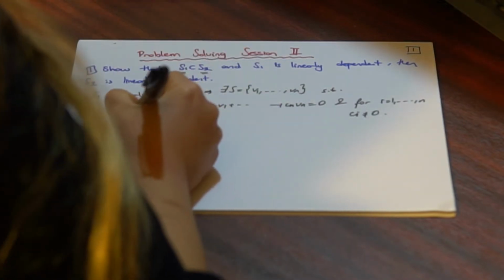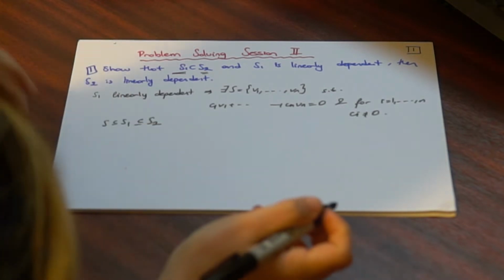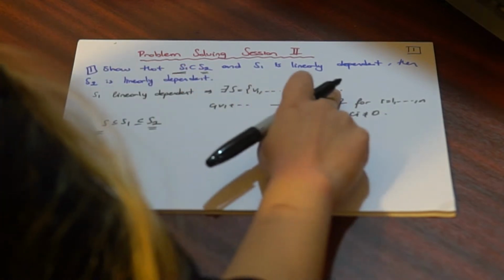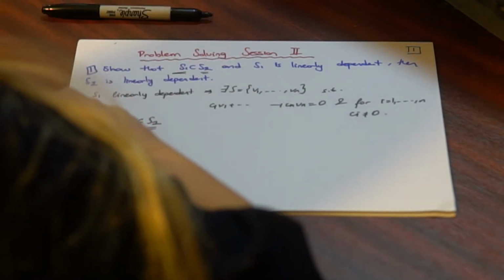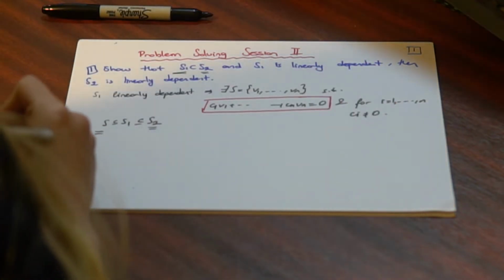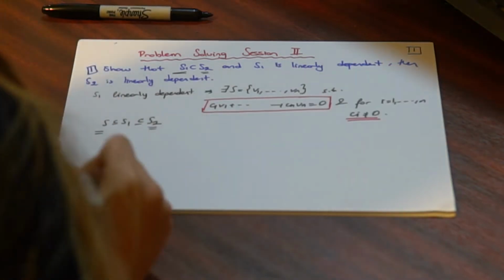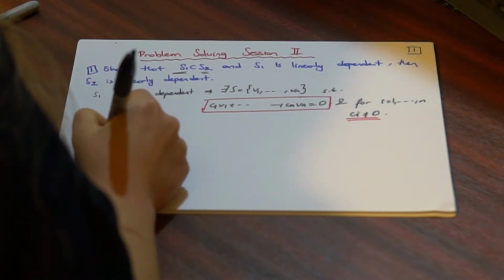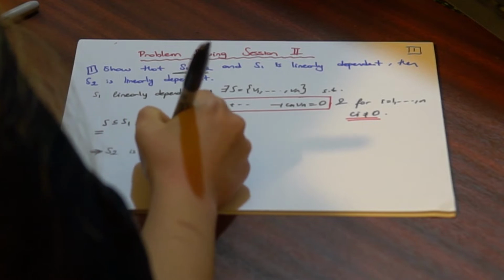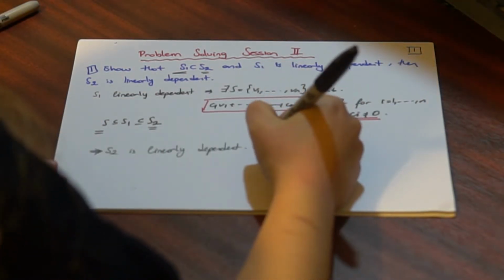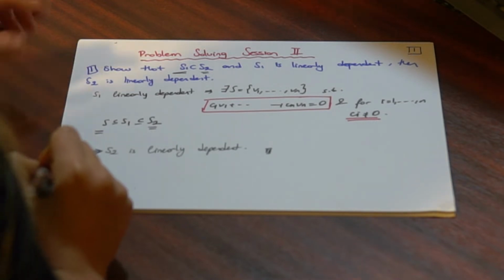Since S1 is a subset of S2, inside of S2 there exists S such that there is a linear dependence between the elements of set S, and not all the Ci's are equal to 0. So S2 is linearly dependent. And this completes our first question.